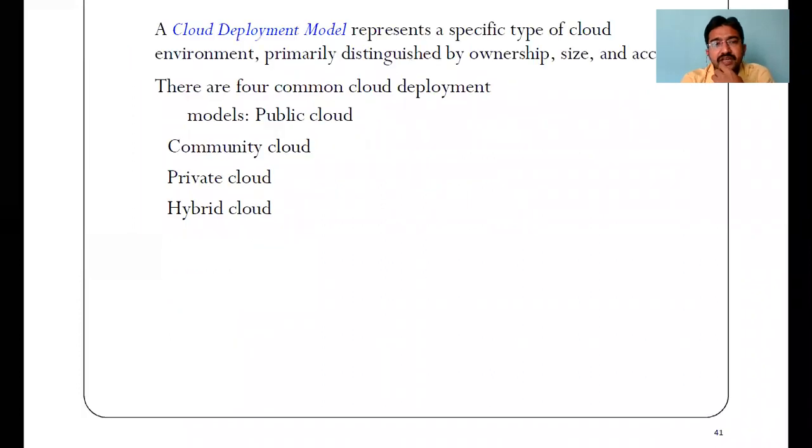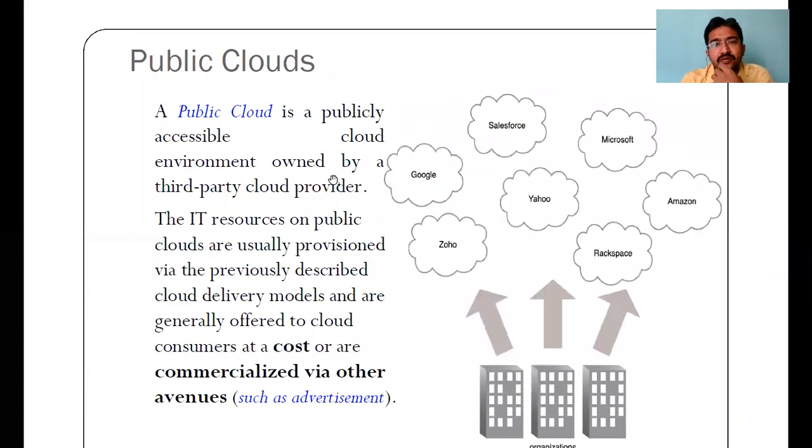Let me see one after the other what the public cloud indicates. Public cloud, as the name itself says, is a publicly accessible cloud environment owned by a third party cloud provider. The best examples are on the right hand side: Google, Zoho, Salesforce, Yahoo, Microsoft, Amazon, all of which will be publicly available. If you want to access them, you can access from a third party. Here all are third party.